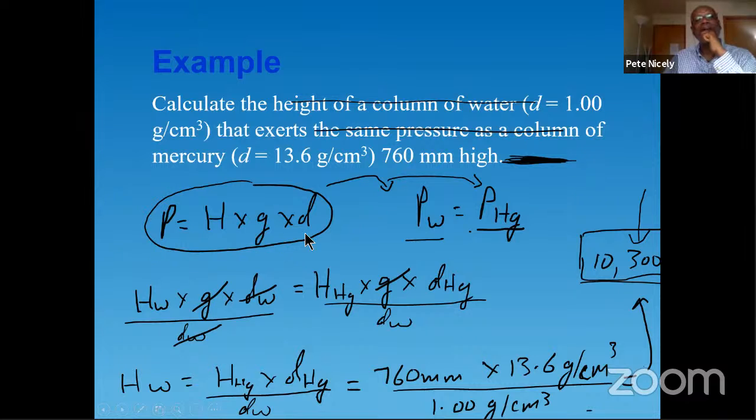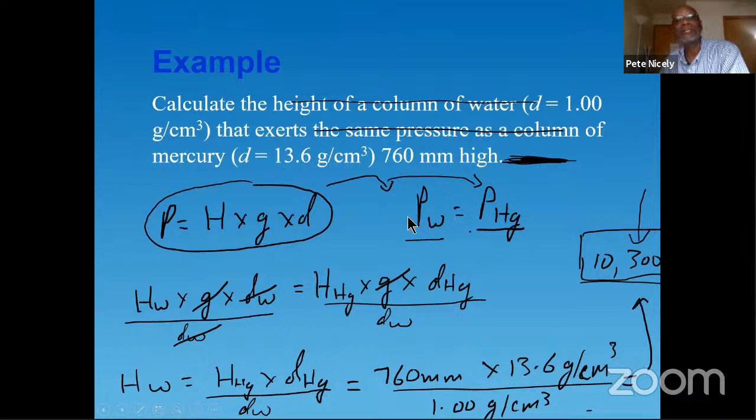Now, if you remember, this formula right here is the formula that is used to calculate the pressure exerted by a column of liquid, where H is the height, D is the density, and G is a constant known as the acceleration due to gravity, all right? So what this question is asking for is the height of the water column that would exert the same pressure as a mercury column which is 760 millimeters high. So the first thing I'm going to write down here is that the pressure exerted by the water column will be equal to the pressure exerted by the mercury column.